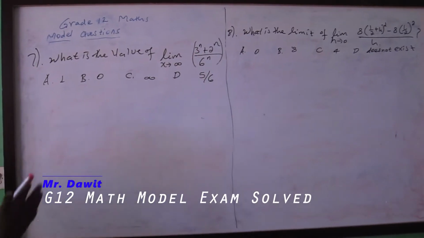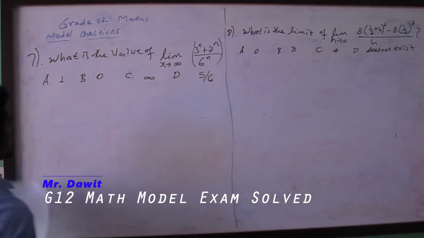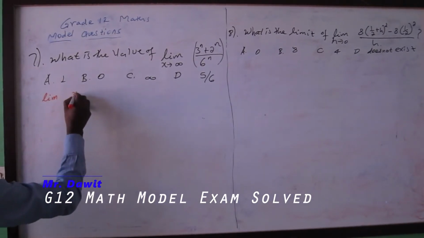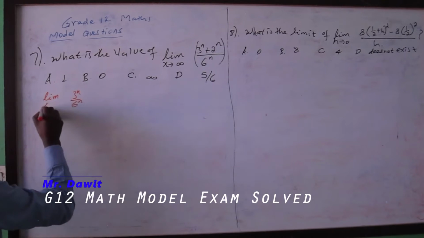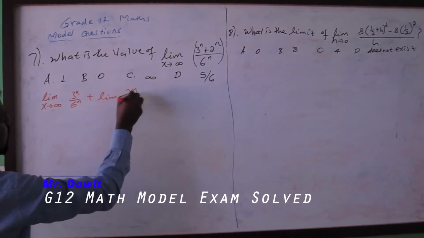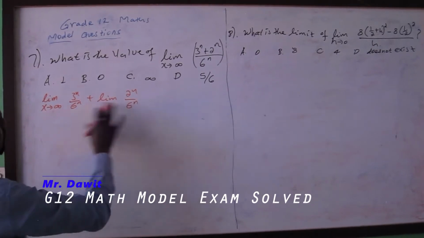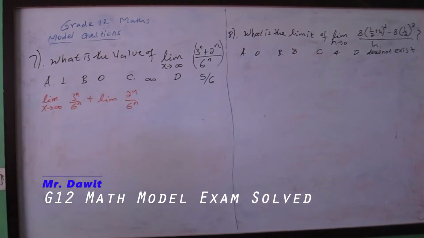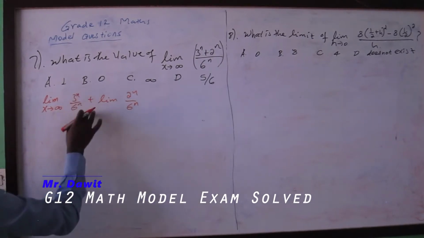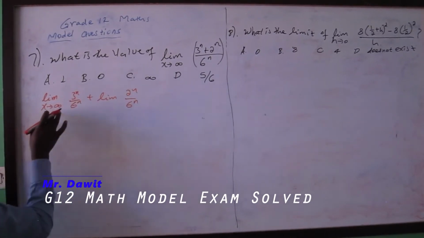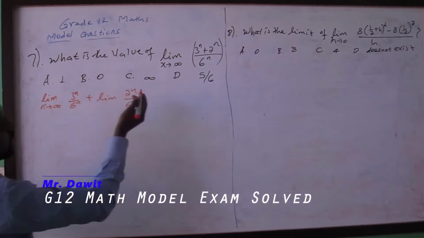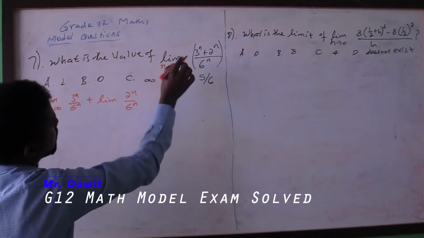So from this, for example, we have to split these 2 terms inside the bracket in order to simplify this one. Okay, so this means we can say the limit of 3 to the power of n over 6 to the power of n as x tends to infinity plus the limit of 2 to the power of n over 6 to the power of n. So we can split it in order to simplify easily. The exponent is n, so as x tends to infinity, let's say this is n, this can be n tends to infinity.